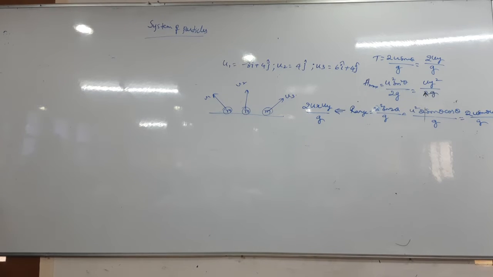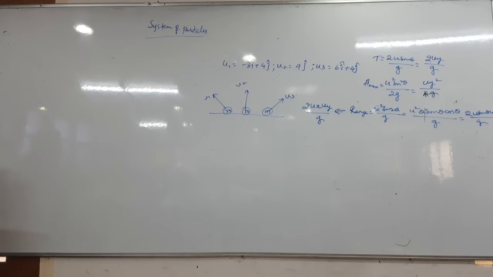Yes, very good. First of all, find the velocity of center of mass. 3 masses are moving there. What is the velocity of center of mass? It is i cap plus 4j cap, you will get. Correct? You have to take it in vector form only.